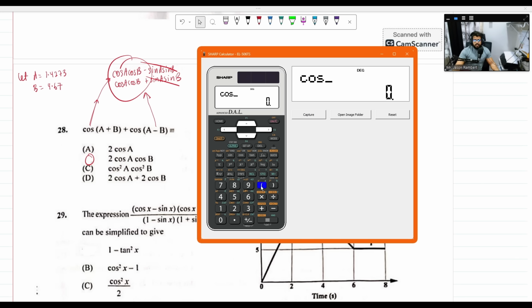So cosine, open brackets, a plus b. Knowing how to use your calculator is going to be extremely important. Plus cosine of a minus b.